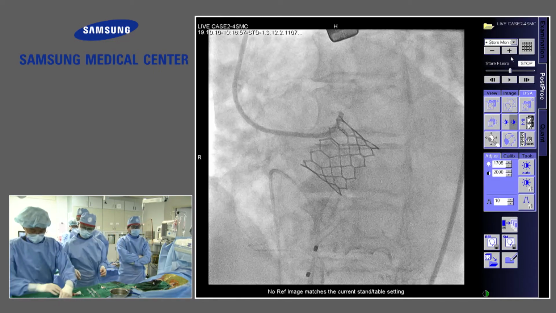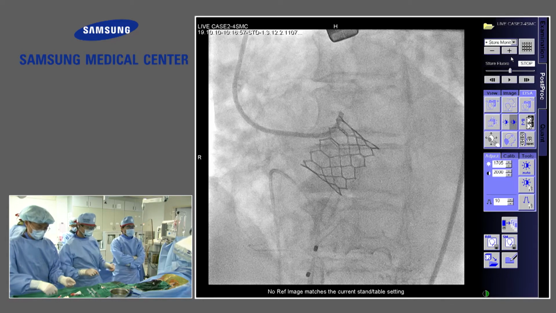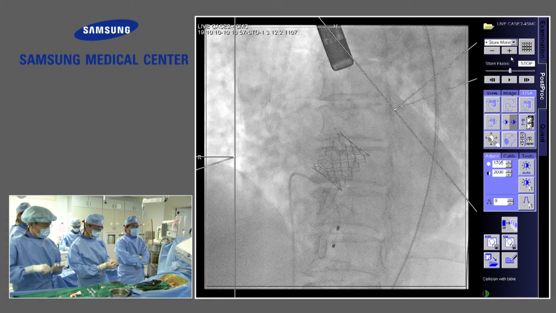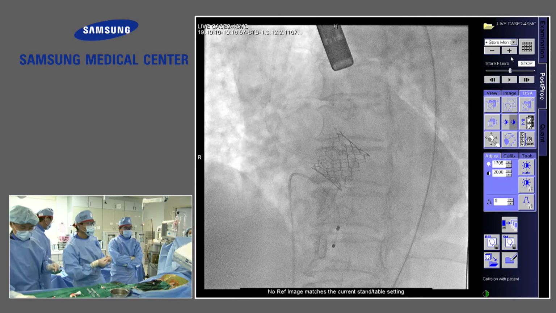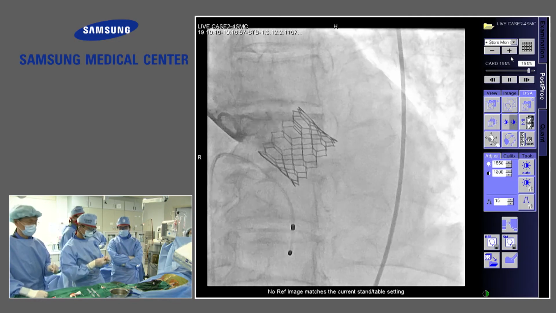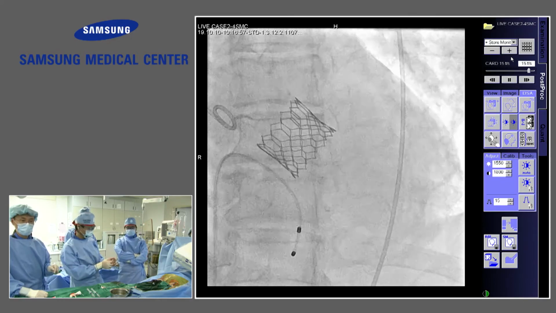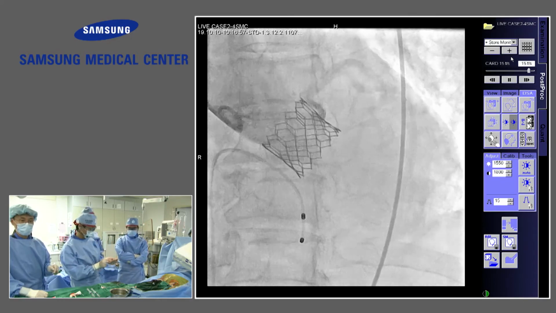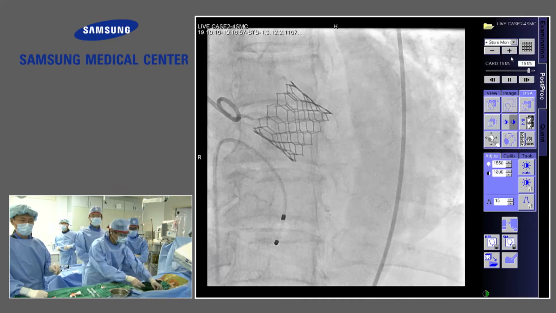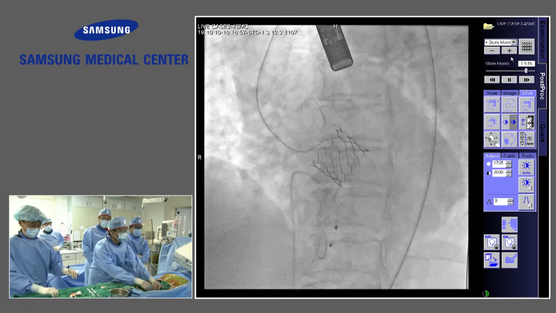So the positive thing of this device is that the guiding of the left coronary JL4 is easily possible after the TAVI procedure. JL4. So with aortic stenosis, the aorta is a little bit dilated, so 3.5 is not enough, and the 4 or 5 is optimal.